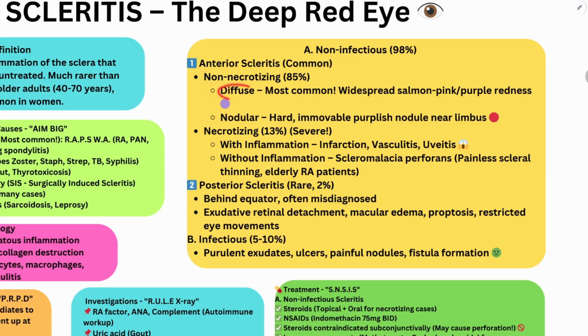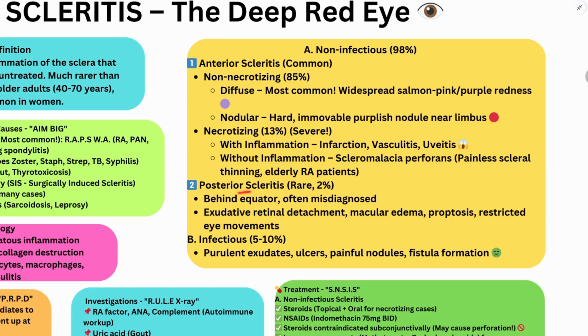Diffuse, the name itself is saying, is the most common and widespread. You will see the redness is widespread throughout the eye. Whereas in the nodular condition you will see a hard and immovable purplish nodule near the limbus, as usual in nodular episcleritis. That is non-necrotizing. In necrotizing you will see both with inflammation and without inflammation.